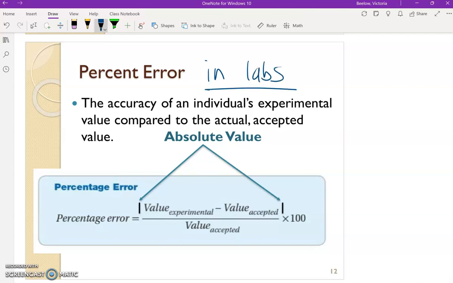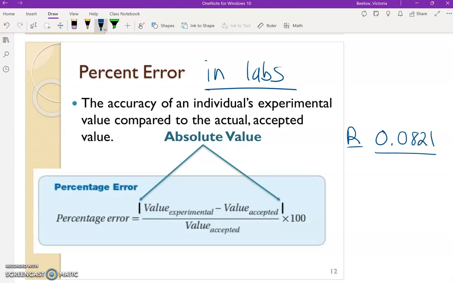So percent error is the accuracy of an individual's experimental value compared to the actual accepted value. So when you are carrying out a lab, let's say you're looking for some value that you already know. For example, in chapter 11, which is not until next semester, you'll do a lab where you're looking for something called R. And R is 0.0821.